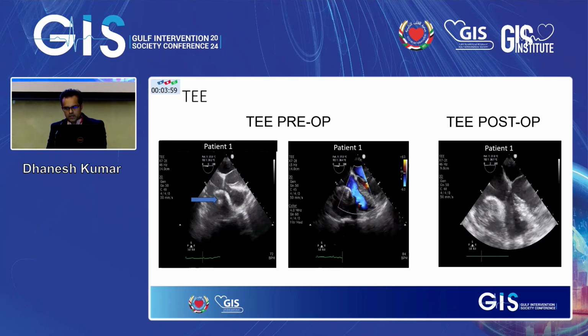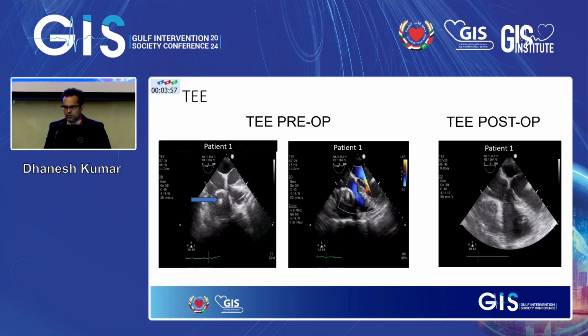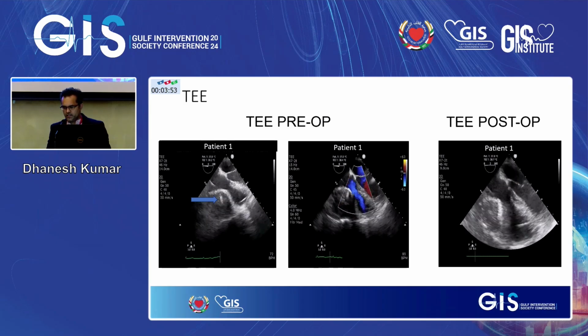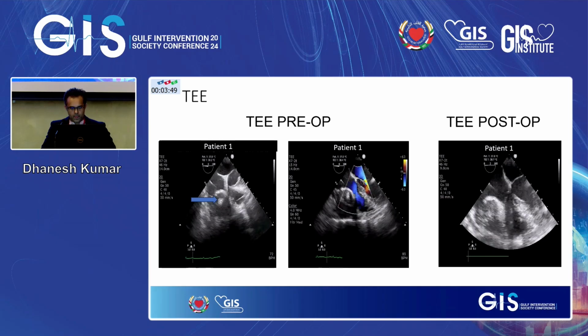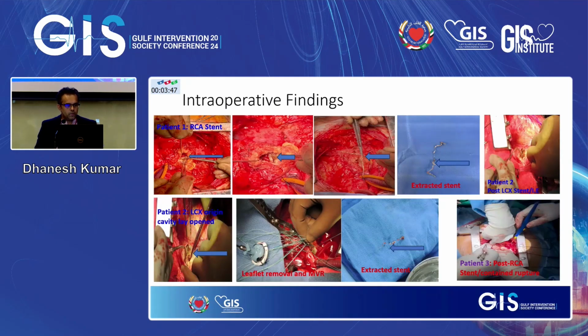So this is the same patient. After the post-op, the cavity size has been reduced and the stent has been extracted out, and after that the TR also vanished. So these are the intraoperative findings of these patients. In the first patient, you can see that we laid open the cavity, and we have removed that stent.